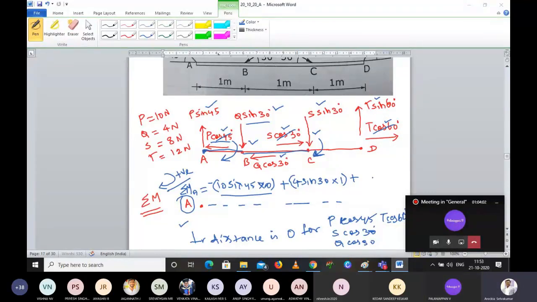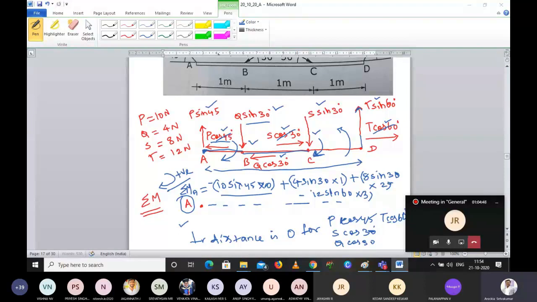And then here, what is the value? 8 sin 30 multiplied with, what is the value? 2 meters. Yeah, 2. No need to put meter. And the last one, from A to D, minus 12 sin 60 into 3. Okay, fine. So it is rotating the beam counterclockwise. So minus 12 sin 60 into 3.